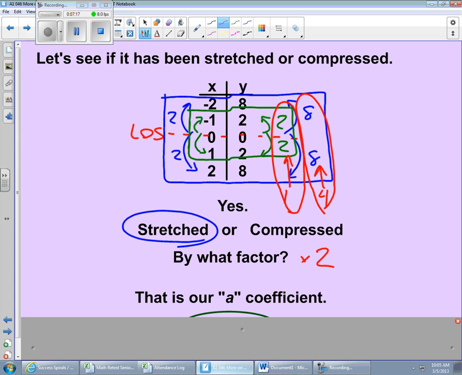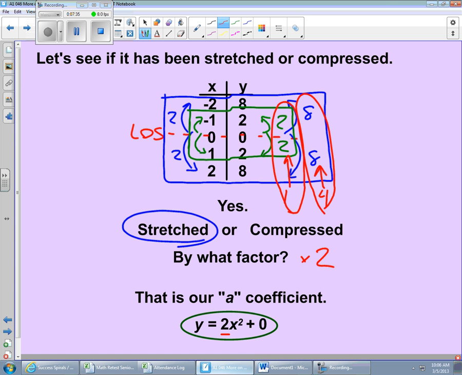That value that you just figured out there, that times 2, is going to be the coefficient for your independent variable. That's our a. So in this particular case, with no vertical shift, our coefficient for x squared is going to be 2. Our equation is y equals 2x squared. We don't even need the plus 0 because plus 0 doesn't change anything. That's what we discovered with our vertical shift, that there wasn't going to be one. So our equation, most specifically, is y equals 2x squared.